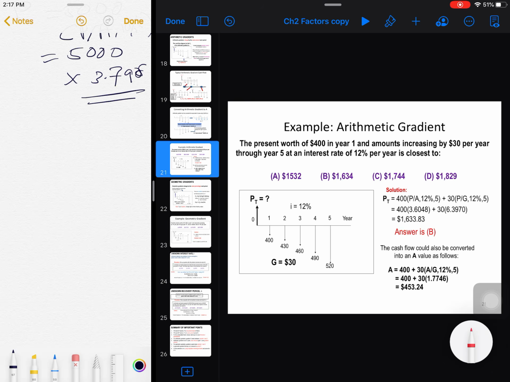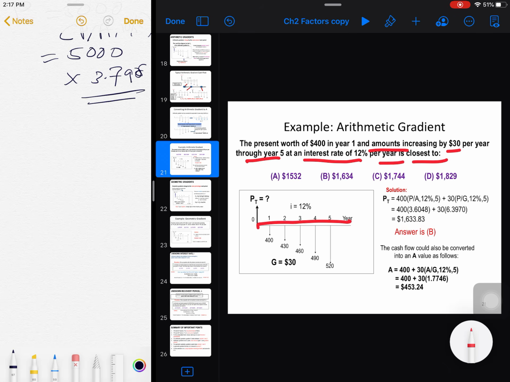Okay, now we move on. How do we solve arithmetic gradient equations? The present worth of $4,000 in year 1 and the amounts increasing by $30 per year through year 5 at an interest rate of 12% per year is closest to, right? How do you solve this?